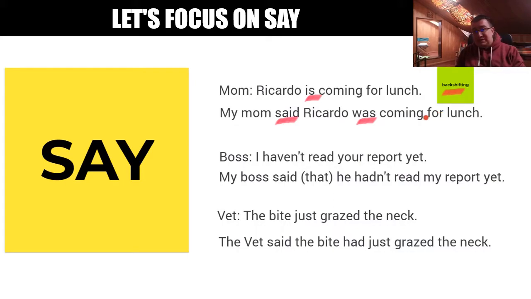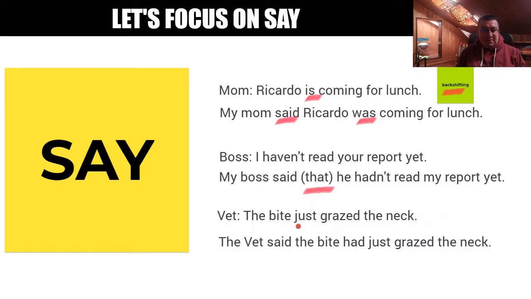Okay, all of the examples here have backshifting. For example, once you get a job, you're going to listen to your boss saying something not so nice, like, hey, I haven't read your report yet. Then you're going to complain to your coworker. Well, my boss said that he hadn't read my report yet. Note this. Using the conjunction that is optional. It all depends. So maybe when you say that, you have some time to think about what you're going to say, but that's it. It's not mandatory to use it, okay?